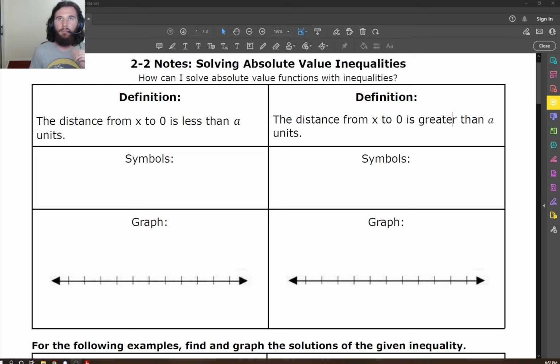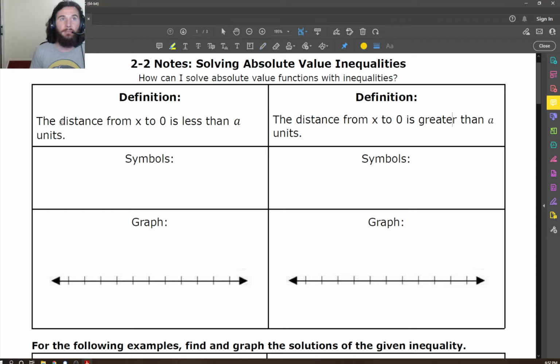Last class, we talked about how to solve equations with absolute values. Now we're going to talk about solving inequalities. So instead of an equal sign, there are the little alligator symbols. Don't worry, this is actually super easy.